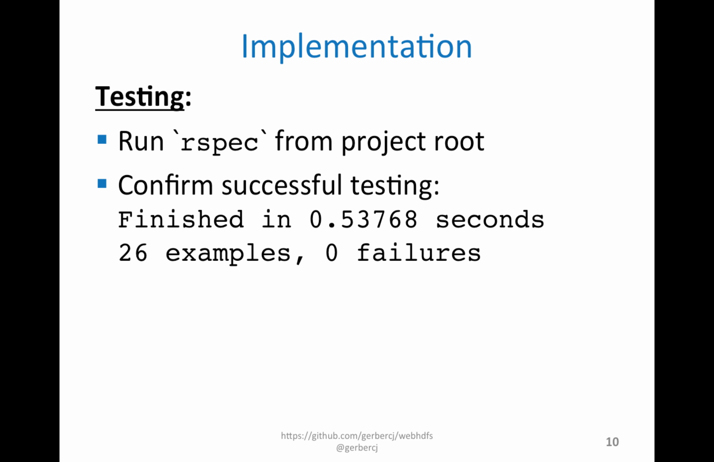To demonstrate that the project is working, we can run the unit tests that are provided. We first run rspec from the project root. This will run 26 tests that were developed to execute each of the commands that are available. When it's finished, you'll see the time that it took to finish, and it should say 26 examples, 0 failures. Assuming this is the case, then everything is running correctly on your machine.